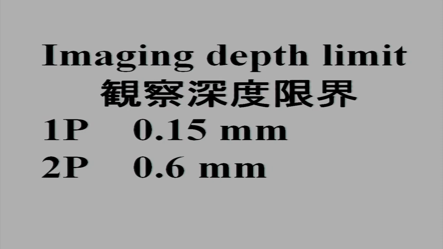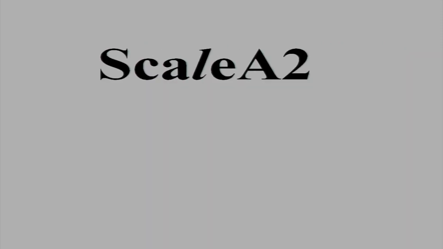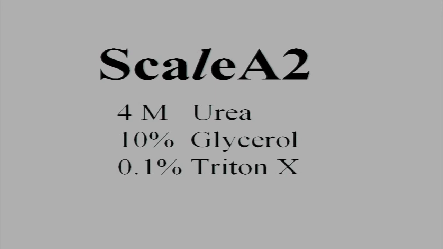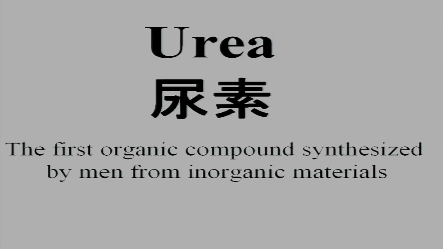So we have developed new tissue clearing reagents based on urea, and among them is Scale A2. This is a prototype, and the formula is quite simple: 4 molar urea, 10% glycerol, and 0.1% Triton X. That's it, based on urea. This aqueous solution can optically clear the tissue greatly after fixation with 4% PFA.